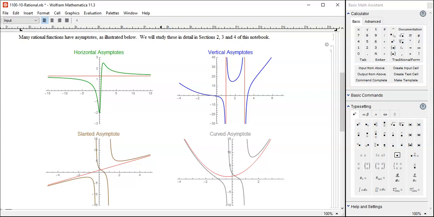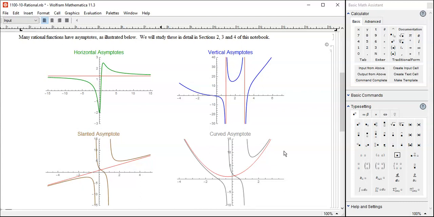Now let's come back. Horizontal asymptote, slanted asymptote, and curved asymptote. These three are all about the end behavior. As I move to the right or to the left, the graph is getting closer and closer to the asymptote. Whether the asymptote is a horizontal line, slanted line, or a curve, that depends, but in any case, it's an end behavior. So that's something we're going to discuss first.